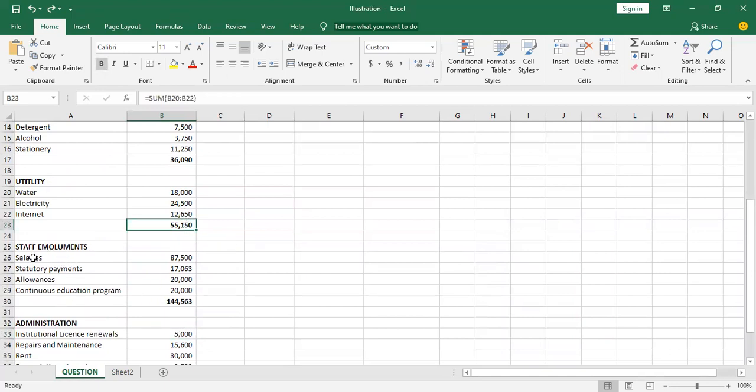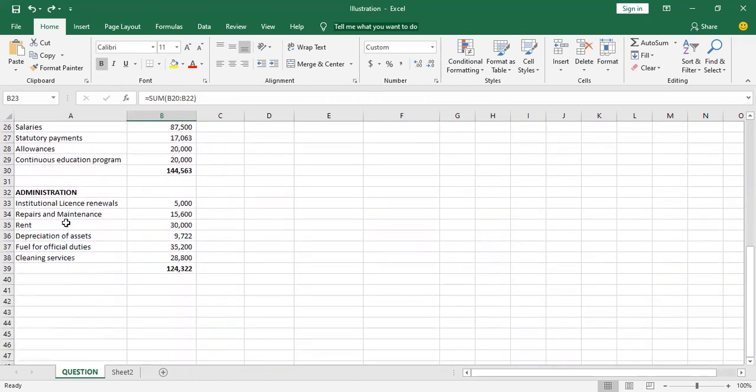Staff emolument includes salaries, statutory payment, allowances, continuous education program for staff, totaling 144,563 Ghana cedis. Administration costs are here: institutional license renewals, repairs and maintenance, rent, depreciation of assets, fuel for official duties, cleaning services, all amounting to 124,000.